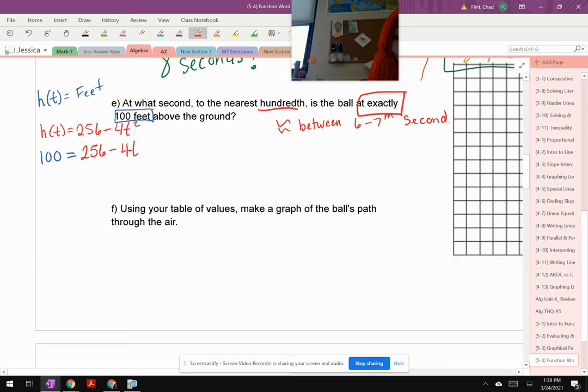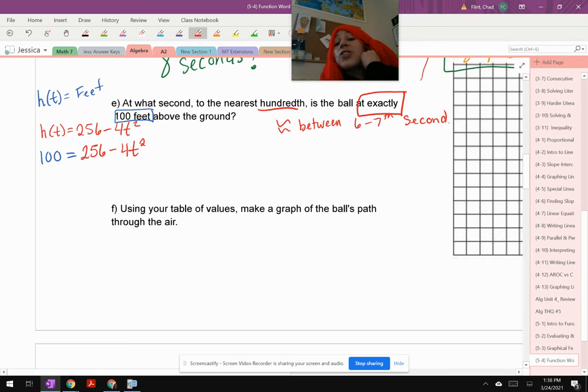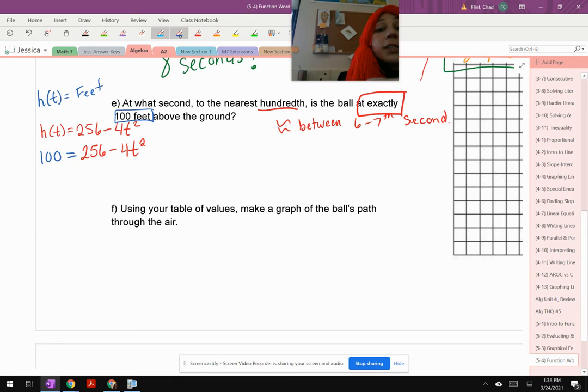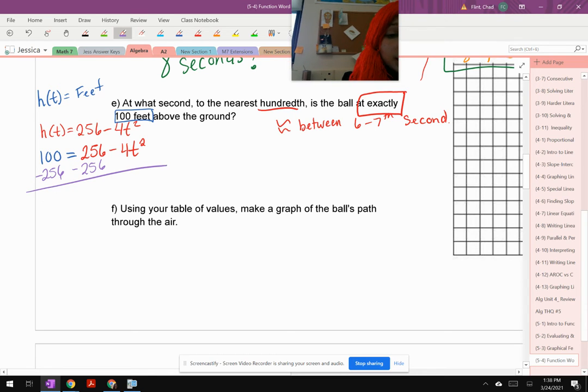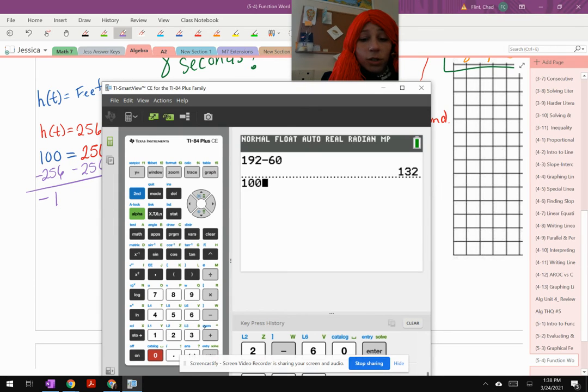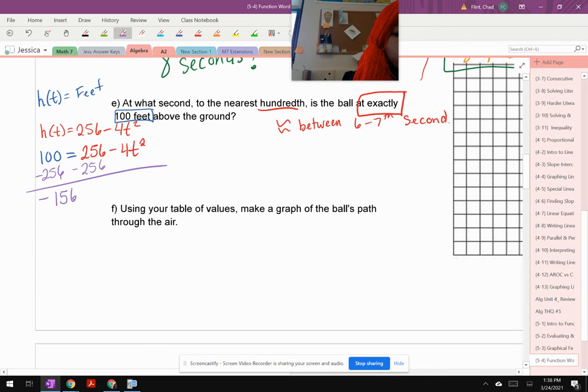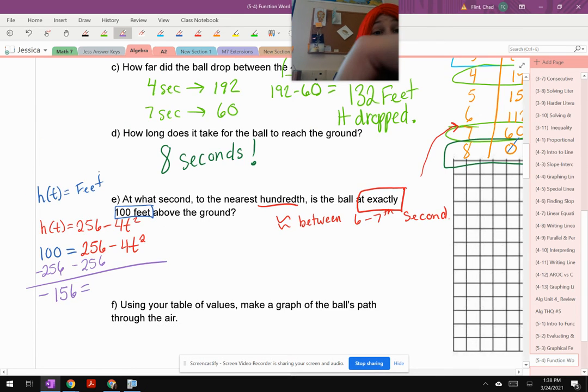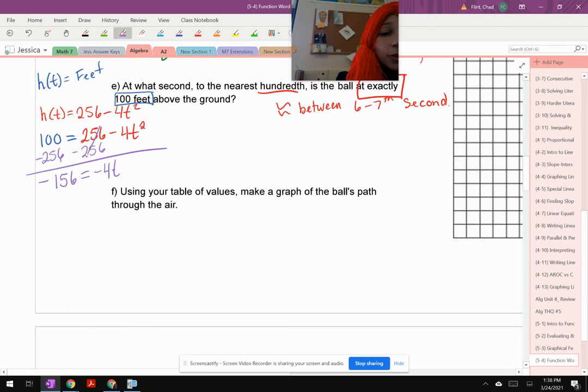100 equals 256 minus 4t squared. And now you have an equation to solve, which might seem a little sketchy at first, but we've actually done ones like this before. So isolating that variable, starting off with good old minusing that 256 to both sides because it's a positive 256. That gives me 100 minus 256. I don't know why I was questioning myself. My 256s cancel. I'm left with that negative 4t squared.